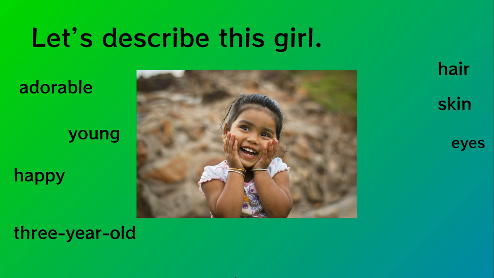What about her hair? If I said, tell me about her hair, what color is it? You would describe that as black. She has black hair. Look at her pretty brown skin. And what about her eyes? She has those dark brown eyes. So those are things that all describe this little girl.